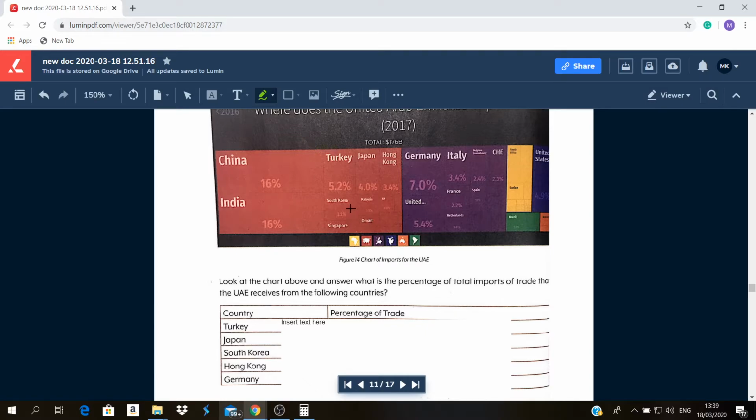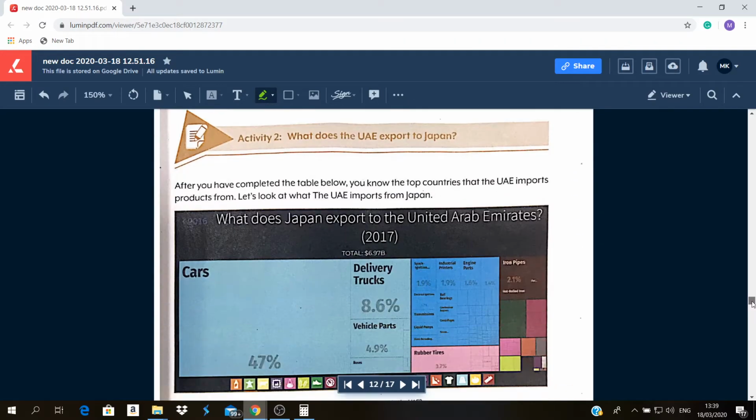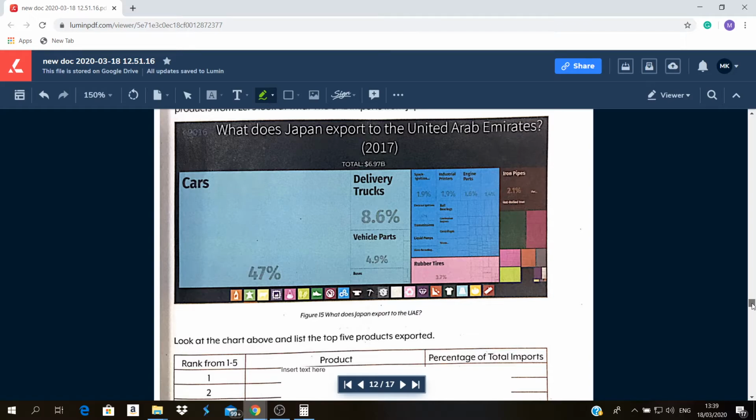South Korea here, 3.1. Then we have Hong Kong. It's in China also, but they put it separately, 3.4, because it's a very important industrial port in China. Germany 7%. So the first one is China. China and India are the same. Then Germany. Okay, let's carry on. Let's see, it's the same activity.